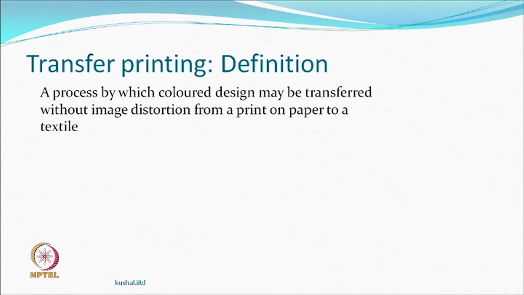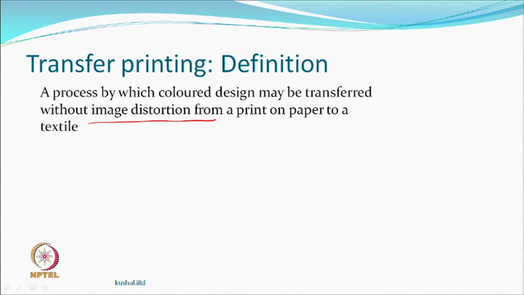So, theoretically speaking, this is a process by which designs can be transferred without image distortion from a print on a paper to a textile. Now, paper could be a film also, but generally paper is what people may be using. So, you first print the paper and then transfer from the paper to a fabric.